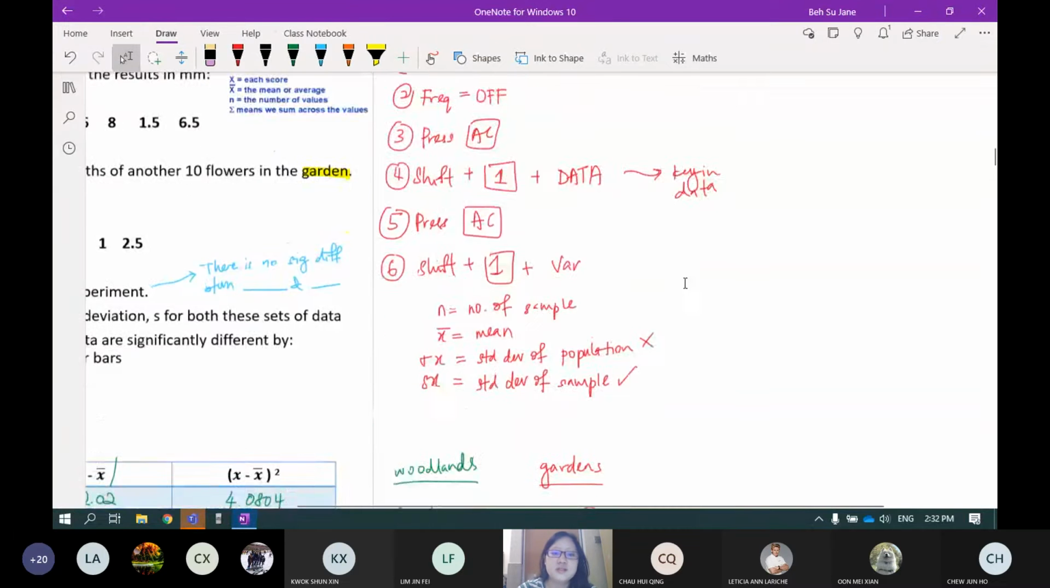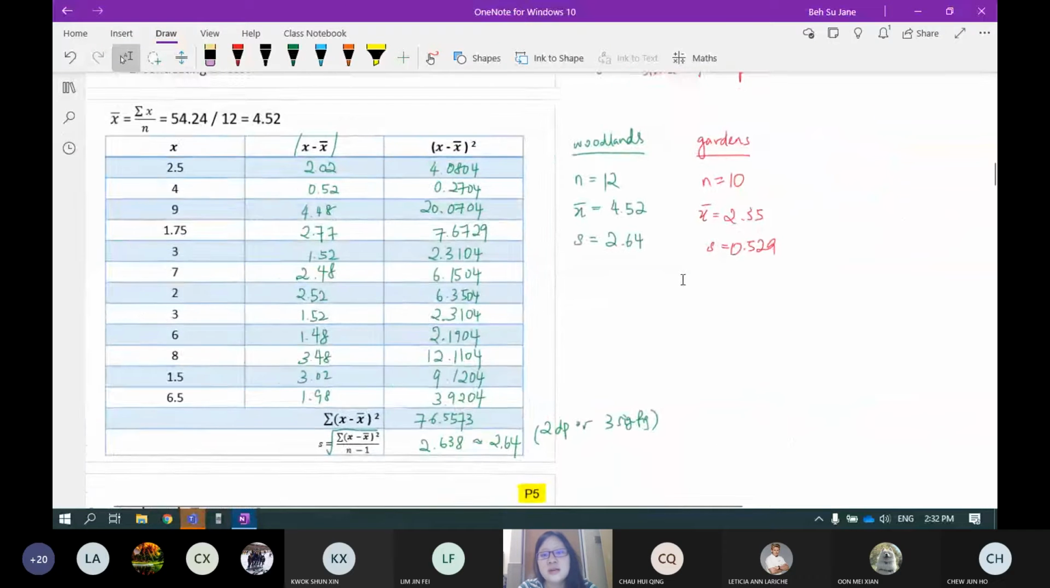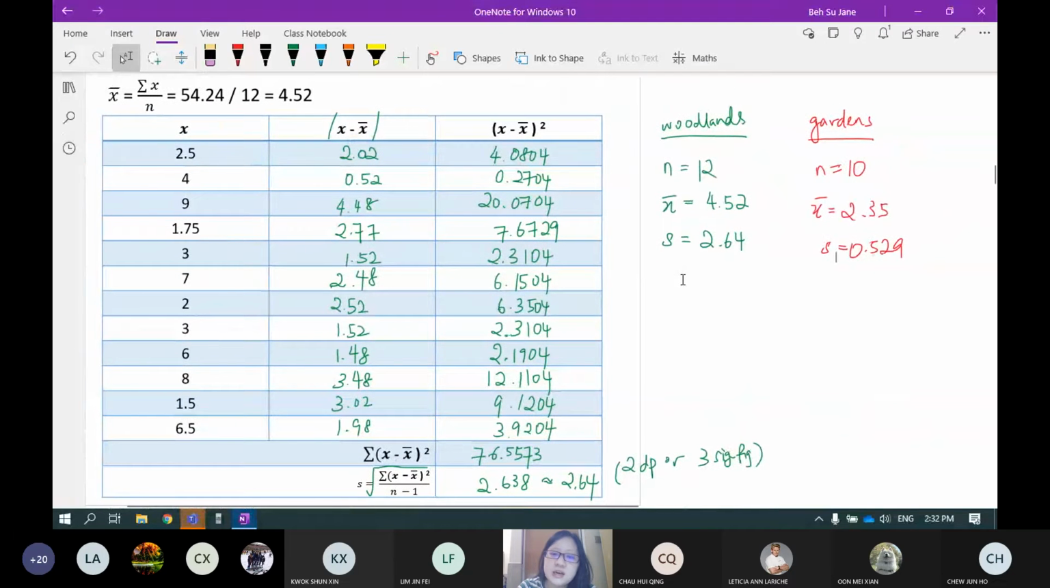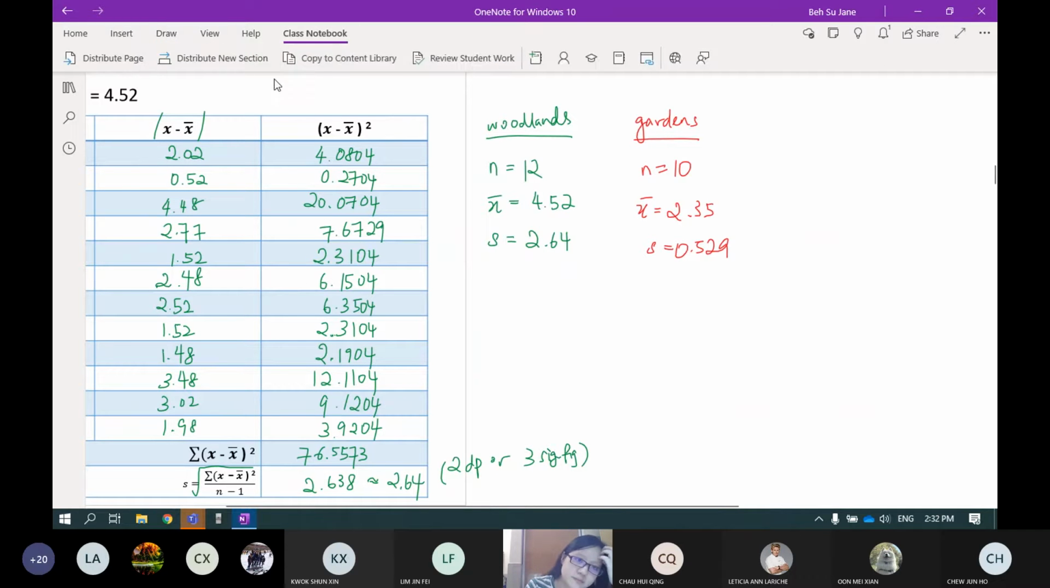Okay, so the instructions are already in the OneNote. These are our values here. Now, what do we do with these values, and what can we say about them? We can say a few things. Woodlands got 12 samples, Gardens got 9. Mean-wise, Woodlands is more than Gardens on average. But let's look at standard deviation and what we can tell from it.